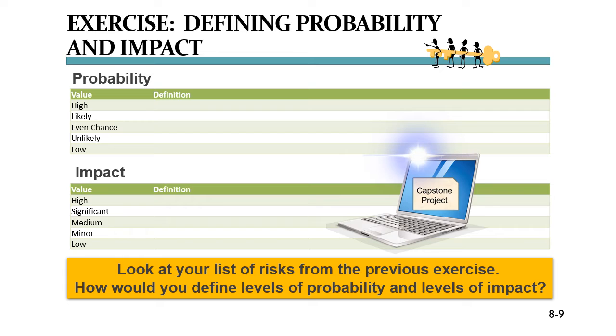Pause the video and write those definitions down. Use your own taxonomies that you have just developed to determine the probability or likelihood scores and the impact scores for your 2 risks.